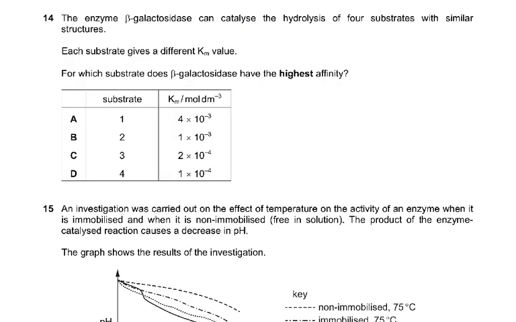Now coming to question number 14, the enzyme beta-galactosidase can catalyze the hydrolysis of 4 substrates with similar structures. Each substrate gives a different Km value. For which substrate does this enzyme beta-galactosidase have the highest affinity? So we have to realize this is an inverse relationship. Higher the affinity, lower the Km. So let's understand this first.